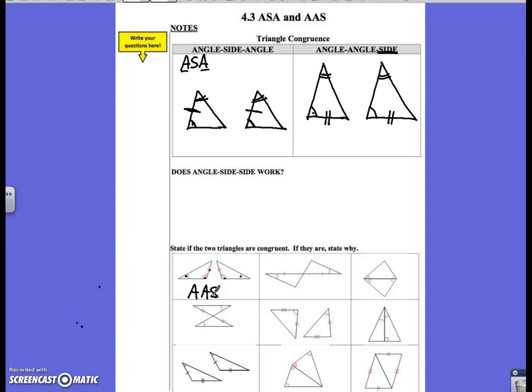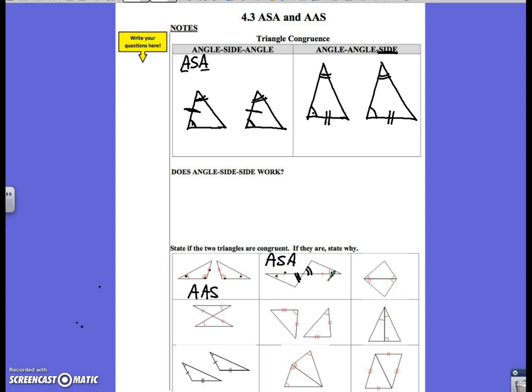So let's look at this next one over here. Well, we've got an angle here. We've got this side. Oh, that's all we've got. Oh, no, it's not, because guess what? Good old dependable vertical angles. So now we have angle, side, angle. We've got the side in between two angles.